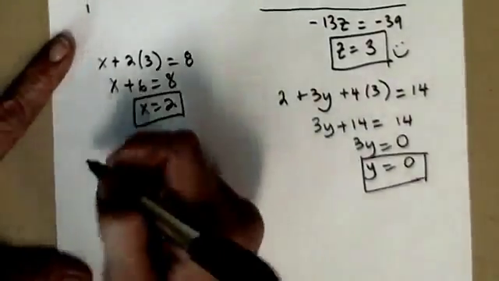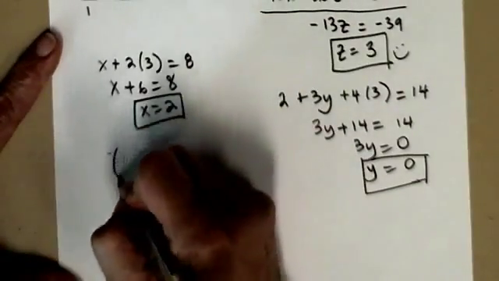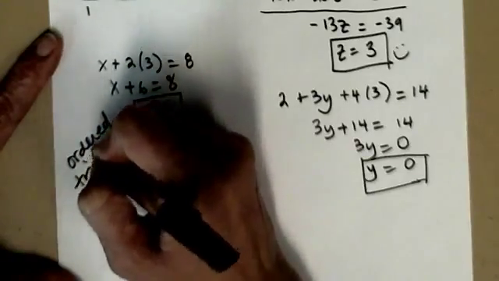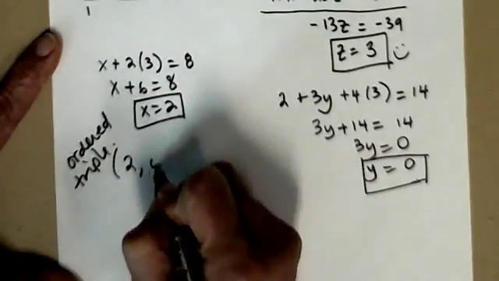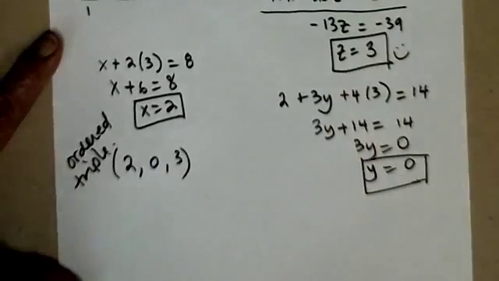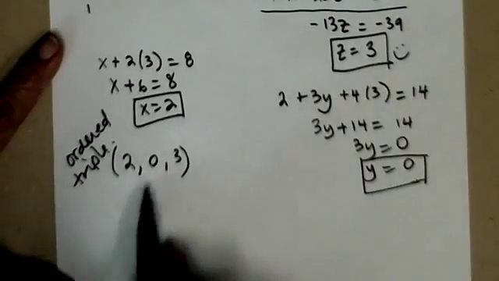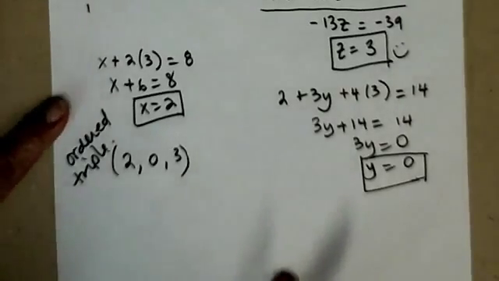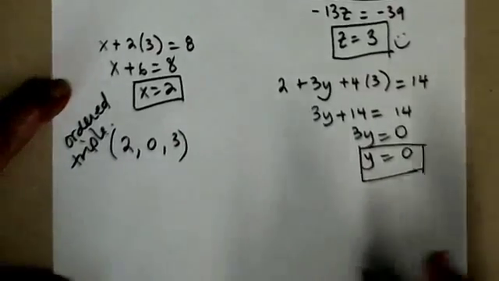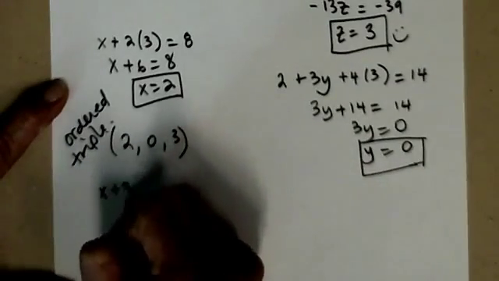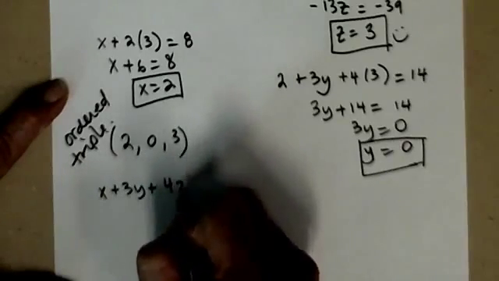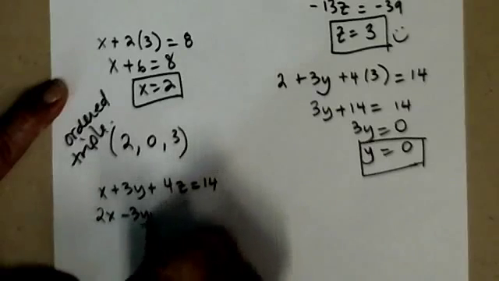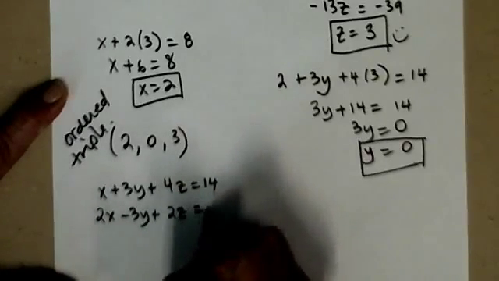So my solution, you can write it, it's called an ordered triple. x, y, z, 2, 0, 3. So this is the point in 3 space, in 3 dimensions, where those 3 planes would intersect. Okay? So just to verify what we found, I'm going to go ahead and recopy that system down here. And we're going to check and verify that that ordered triple works in all 3 equations. So we're going to do a check.